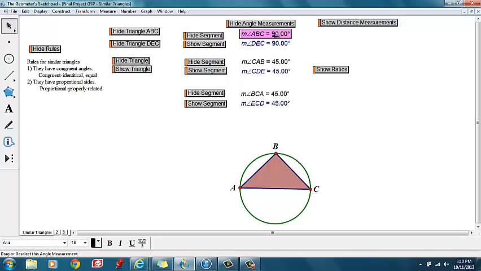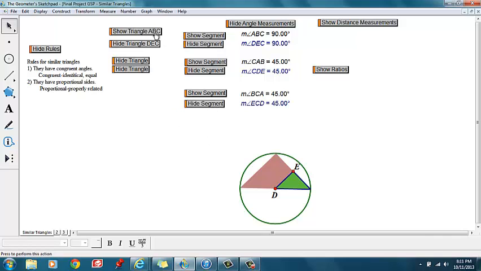Right, so let's find the measurements of triangle ABC. Right, here we have them. The measurement of angle ABC is 90 degrees. Measurement of angle CAB is 45 degrees. And the measurement of angle BCA is 45 degrees as well. So now let's find the measurements for the triangle DEC. The measurement for angle DEC is 90 degrees. Measurement for angle CDE is 45 degrees. And the measurement for angle ECD is 45 degrees as well.